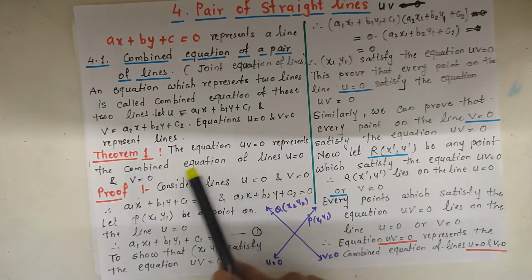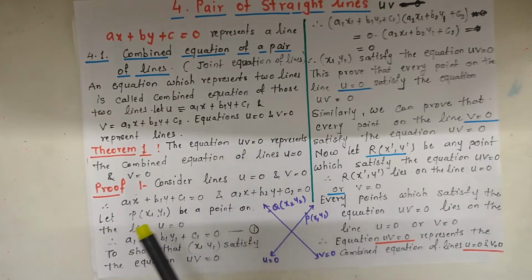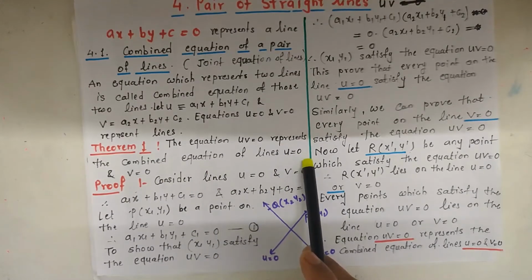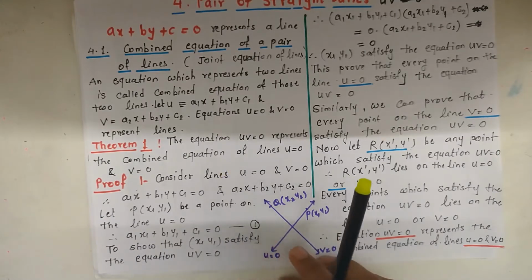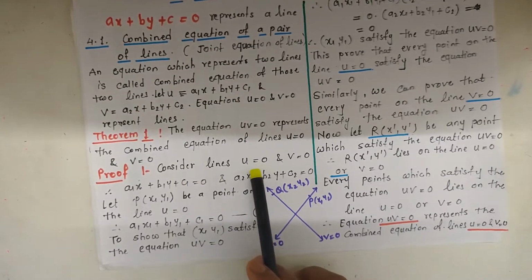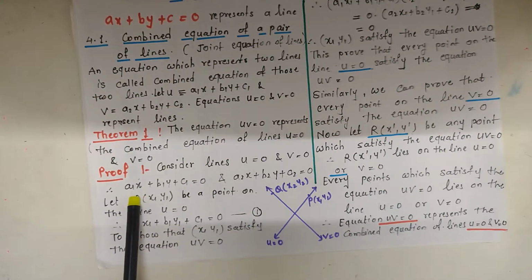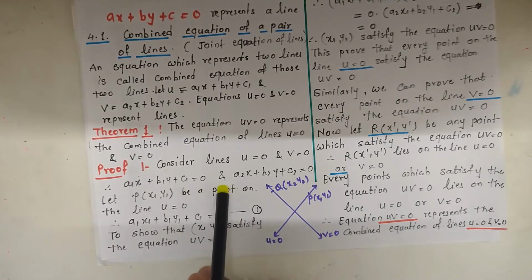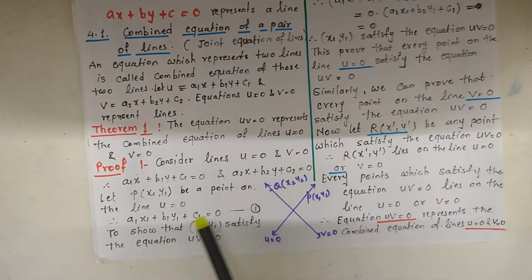So in the first theorem we have to show that the equation u into v = 0 represents the combined equation of two lines u = 0 and v = 0. For the proof of this theorem, consider the two given lines u = 0 and v = 0, which are represented by the equations a1x + b1y + c1 = 0, and the second line a2x + b2y + c2 = 0.